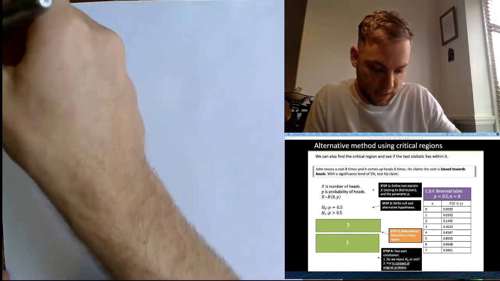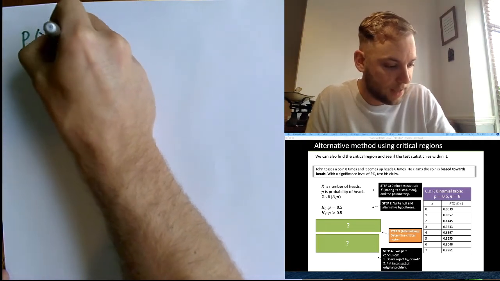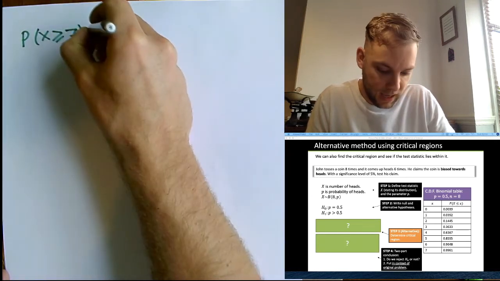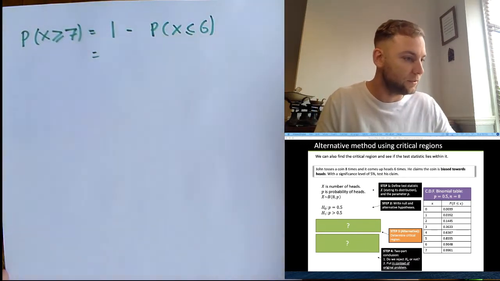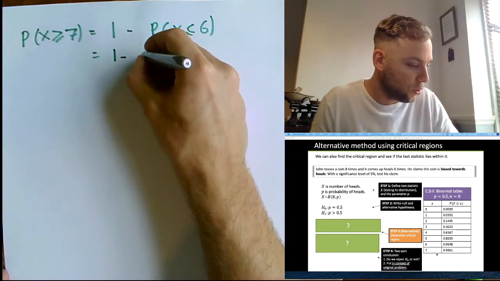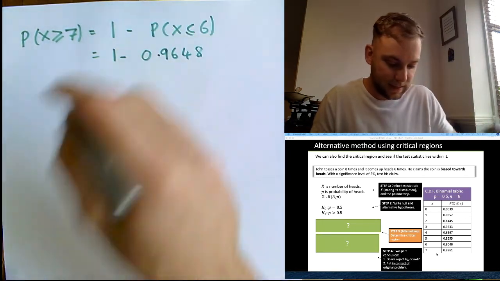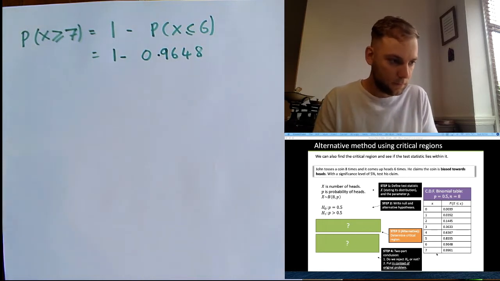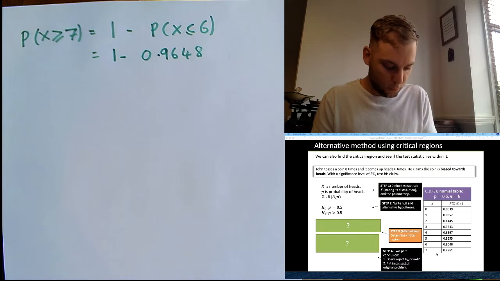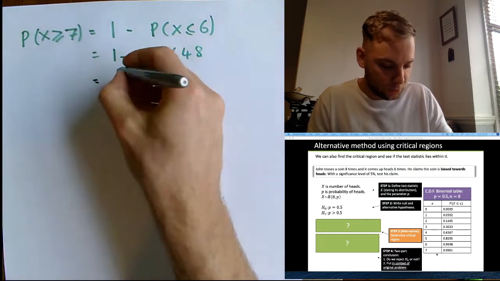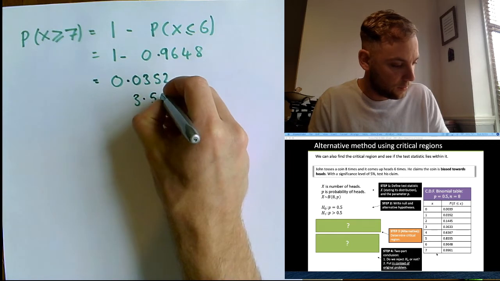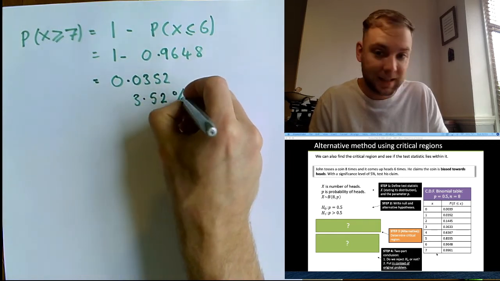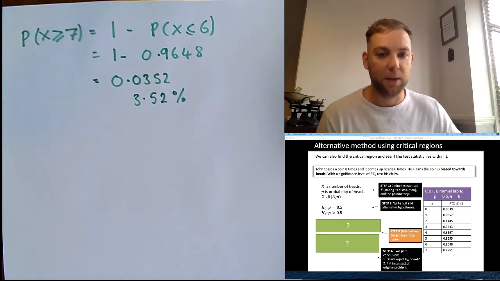So for the probability of x being greater than or equal to 7 in this case, that is equal to 1 minus the probability of being less than or equal to 6. We know that the probability of being less than or equal to 6 is this one here, which is 0.9648. So let's do that. 1 minus 0.9648 is equal to 0.0352, which is equal to 3.52%.